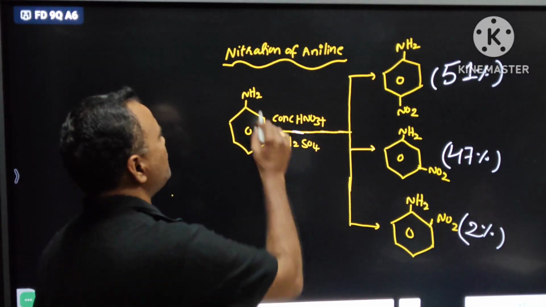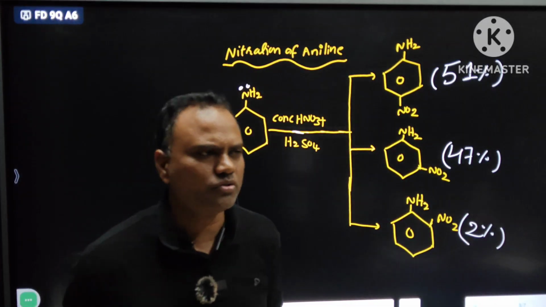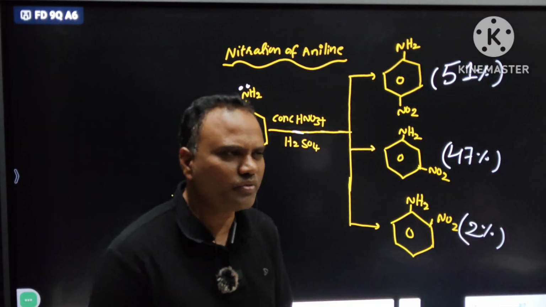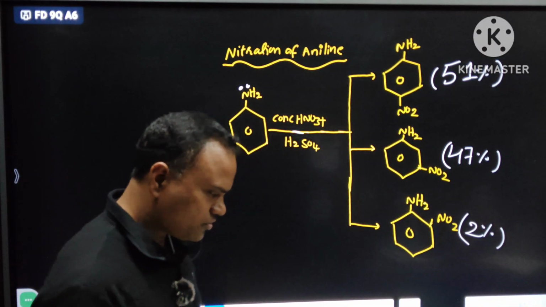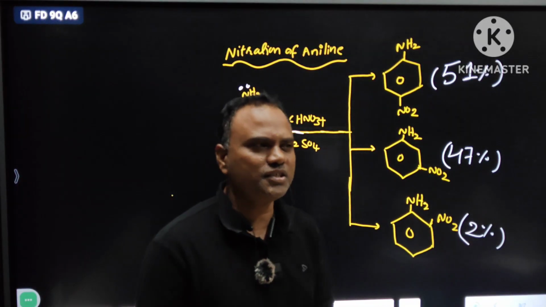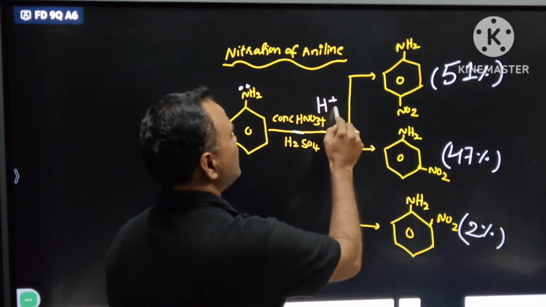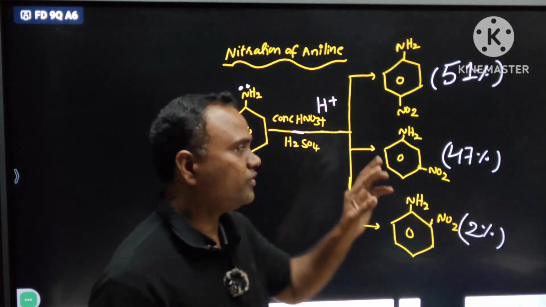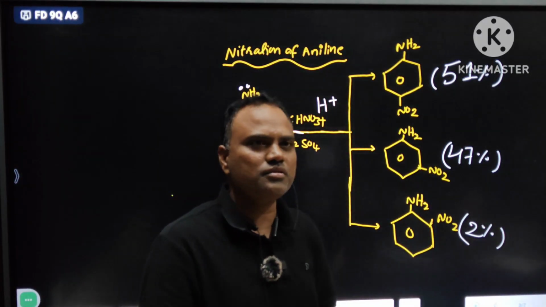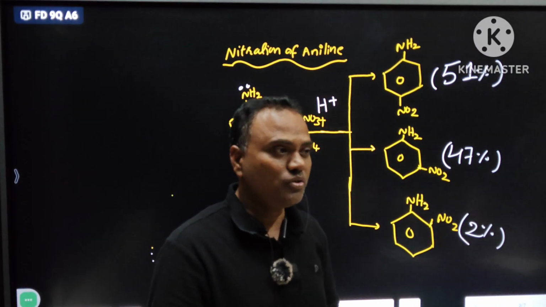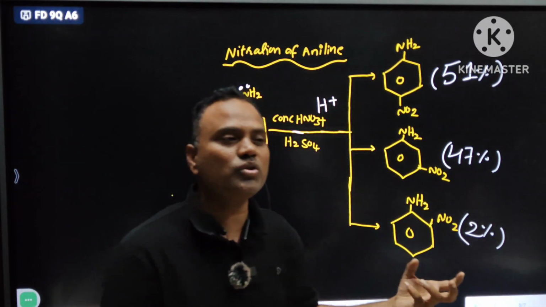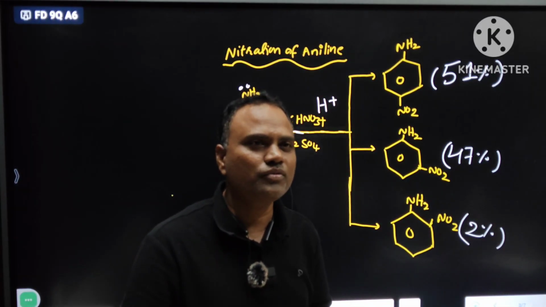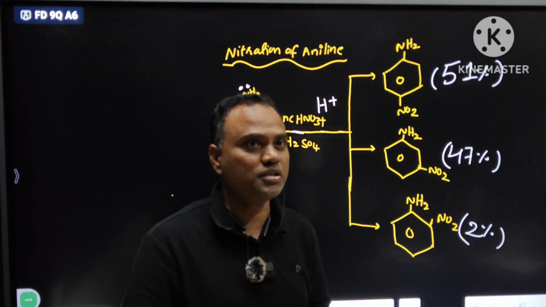See, this aniline is a highly activating group, and the lone pair is also available for the proton. So what we have to do? We have to keep this lone pair busy. Actually, H plus will come and attack the lone pair. If we keep this lone pair busy in resonance, then H plus does not attack. Then this NH2 is not converted to NH3 plus, which means minus M.